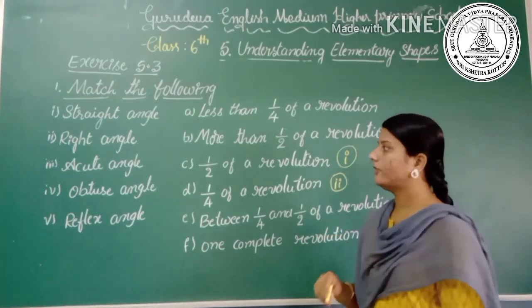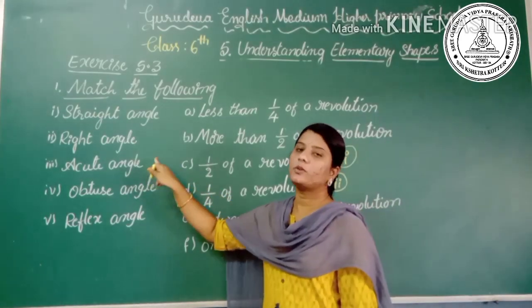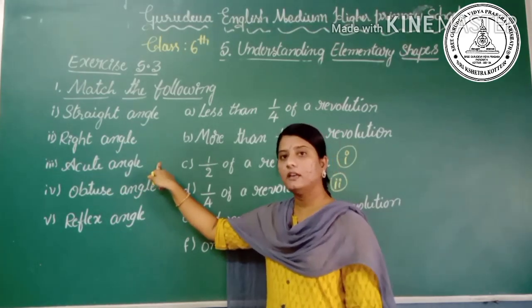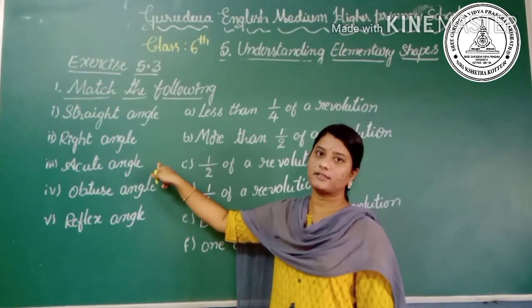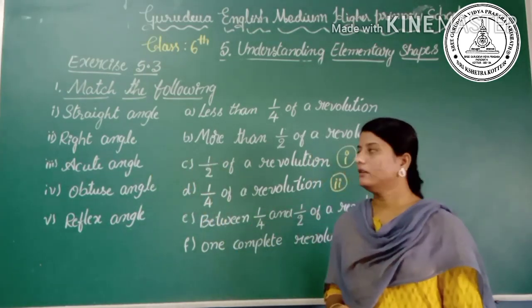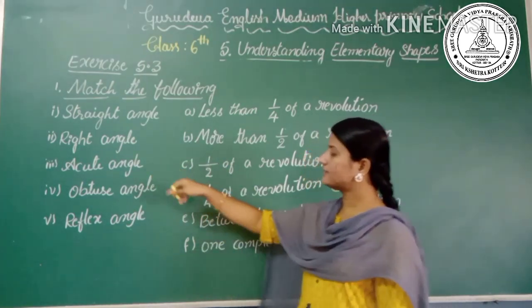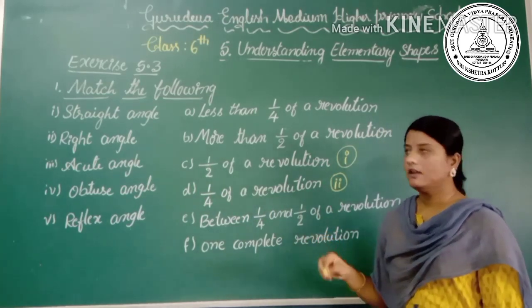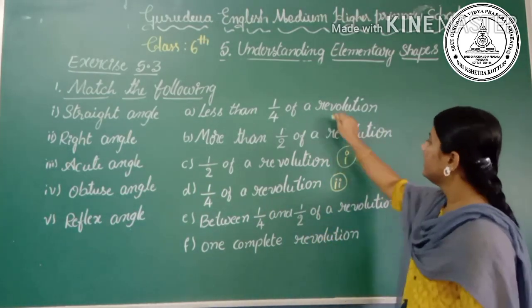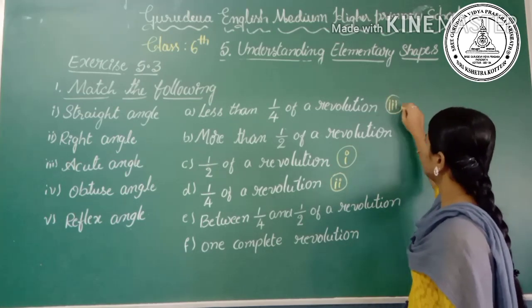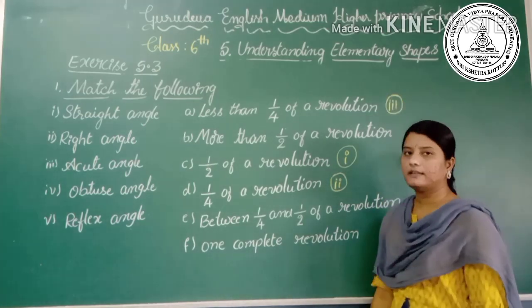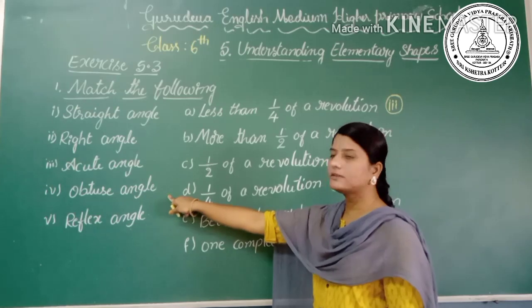The third one, acute angle. Acute angle is less than the right angle. If the angle is smaller than the right angle, then it is called the acute angle. So here the acute angle is less than 1/4 of a revolution. Yes. It is less than 1/4 of a revolution. Okay.